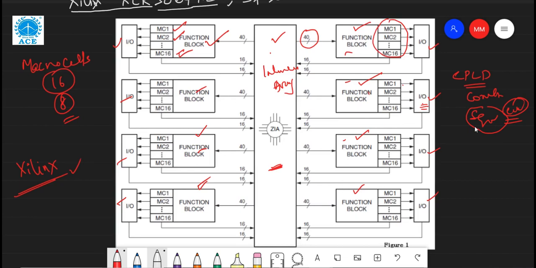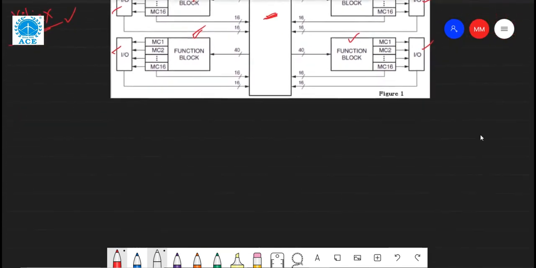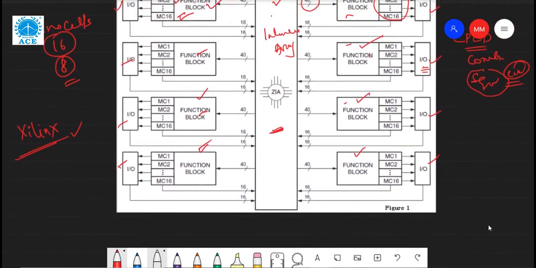See, for CPLDs we have a number of IC packages. One of the IC packages is Xilinx. In Xilinx we have the 700 series and the 900 series. So this is one of the series, right? So let us see the macro cell.